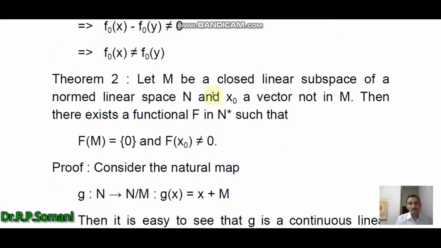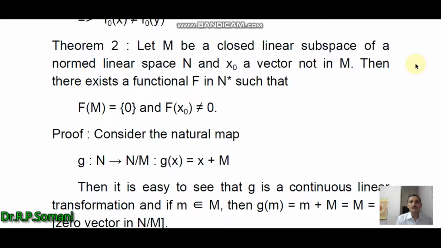So next we consider the second theorem, Theorem 2. Let M be a closed linear subspace of a normed linear space N, and x0 a vector not in M. Then there exists a functional f in N* such that f(M) = 0 and f(x0) is not equal to 0.